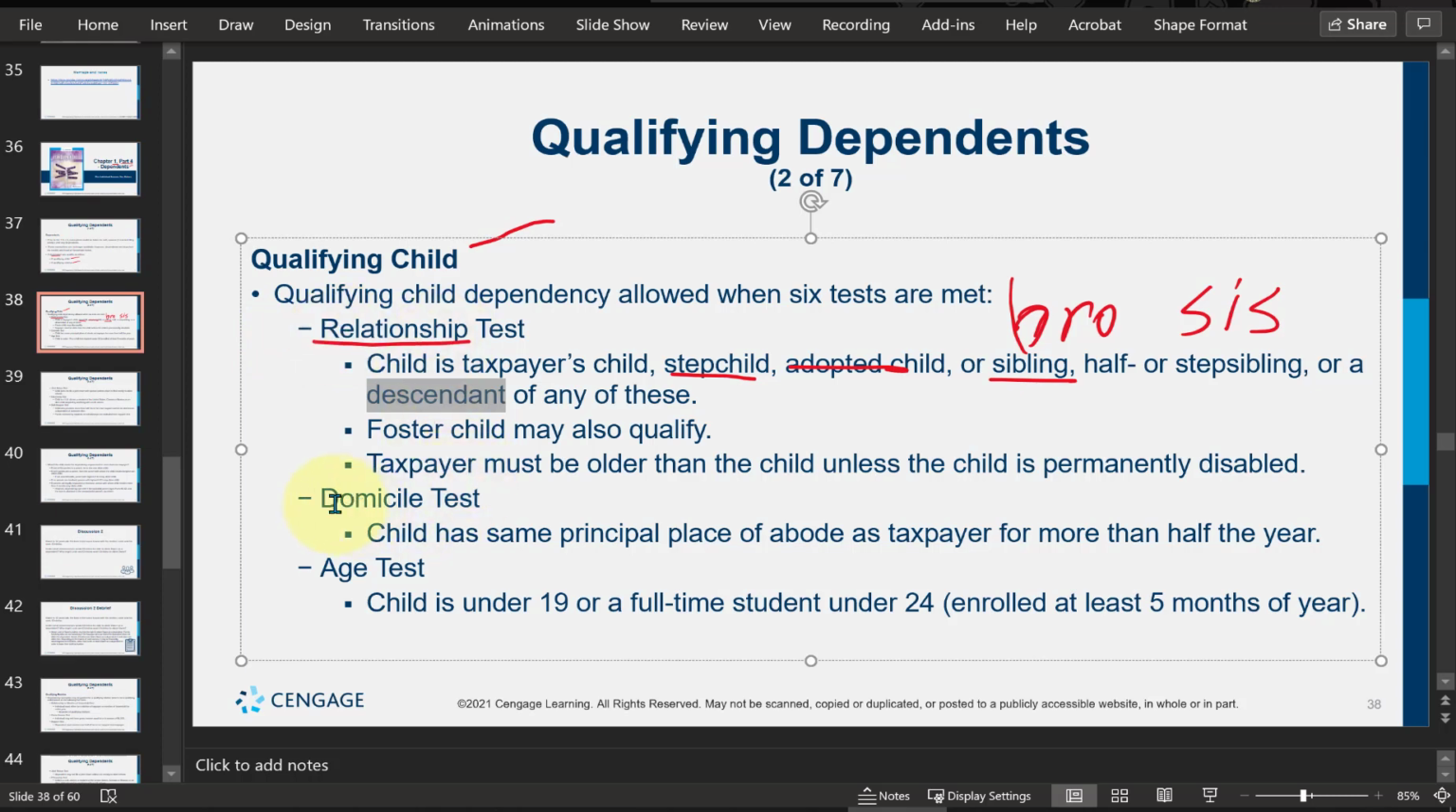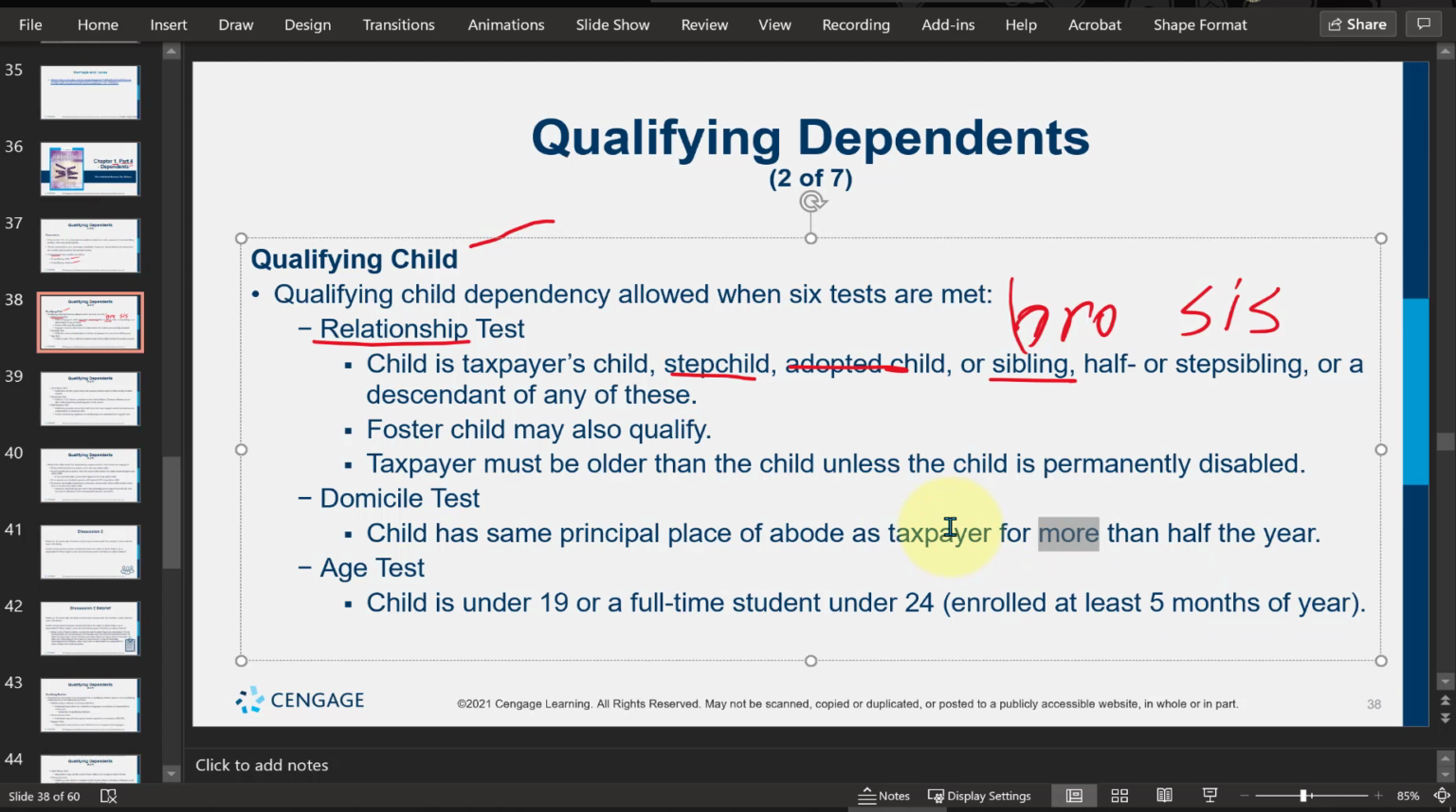The next test is called domicile, or sometimes they use the word residence test. The qualifying child has to have the same home. Here they call it the principal place of abode as the taxpayer. In other words, they have to be living with the taxpayer more than half the year. Not exactly half the year, it has to be more than half the year.